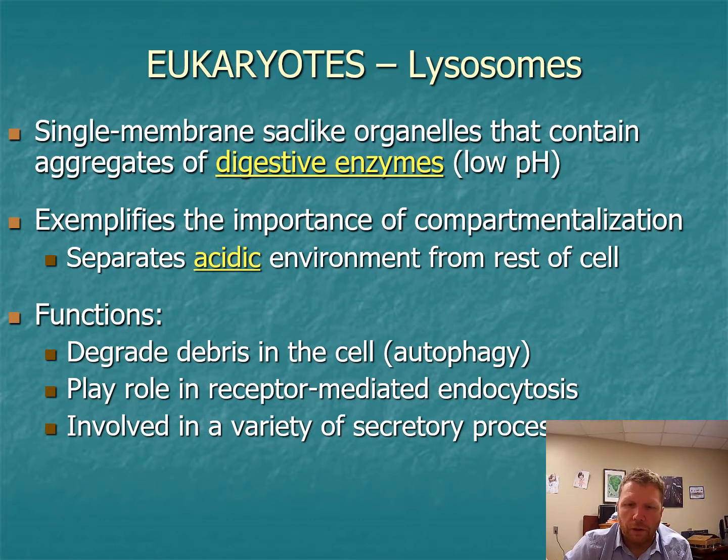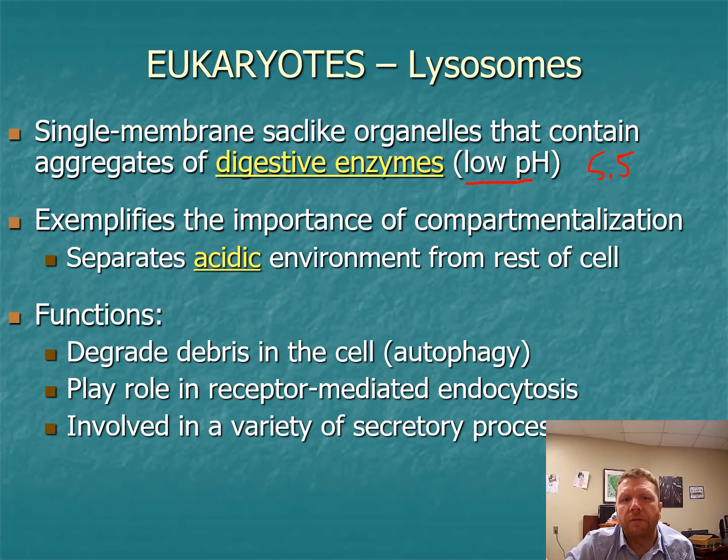Lysosomes, one of the other organelles. So we've talked about the nucleus, we've talked about the smooth and rough ER, we've talked about the Golgi apparatus. Now we're going to go on to the lysosome, which is a single membrane sac-like organelle that contains aggregates of digestive enzymes. Now this is at a low pH, approximately 5.5. If you compare that to the cytosolic pH, which is about 7.4, well, those are pretty significantly different environments, especially when you consider the fact that our pH scale is a log scale. So it's a pretty big jump from a pH of 5.5 to a pH of 7.4.